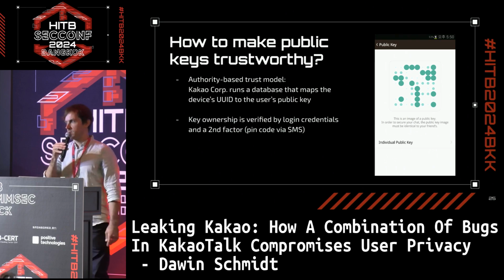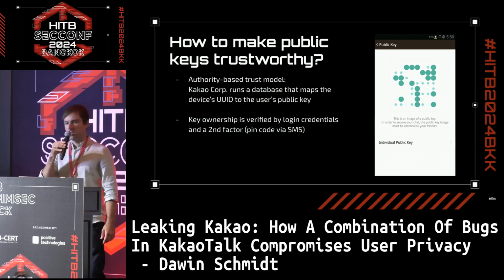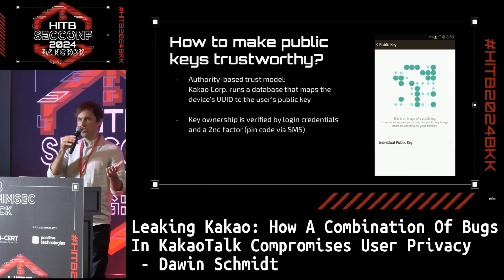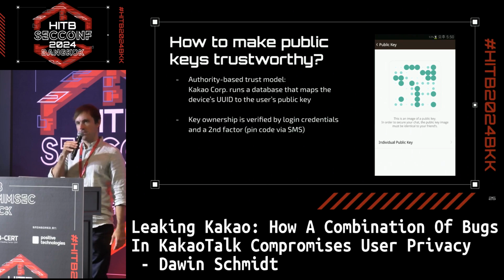You know from TLS servers or server certificates that public keys have to be trustworthy. You have to make sure that the public key really belongs to the intended person. Usually, in the world of PKIs, you have a CA that signs your certificate and makes sure that you're really the person that possesses the certificate. You also need the same mechanism here for chat apps, to make sure that public keys really belong to the intended users. The way KakaoTalk does this, like most chat apps, is an authority-based trust model. That means they run a database where they map the user's public key to their device identifiers, and they check the ownership of those keys during installation.